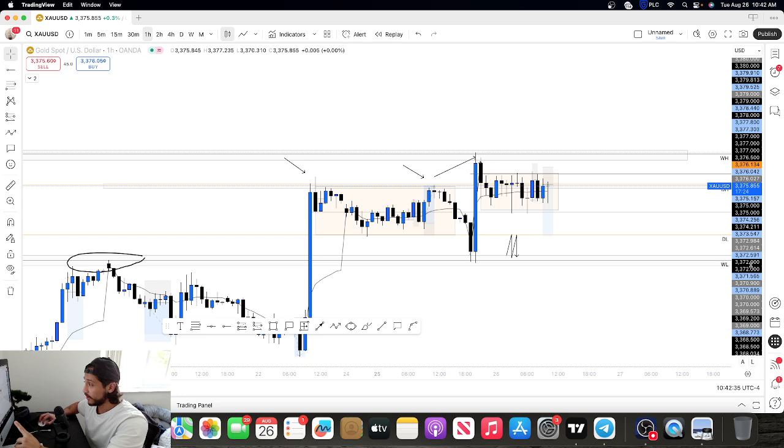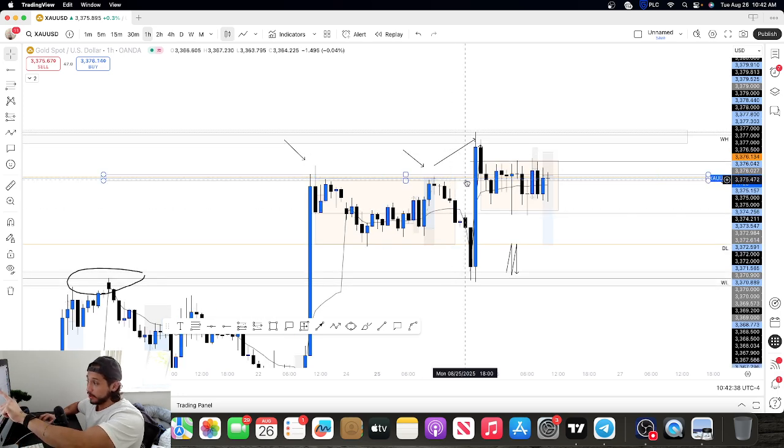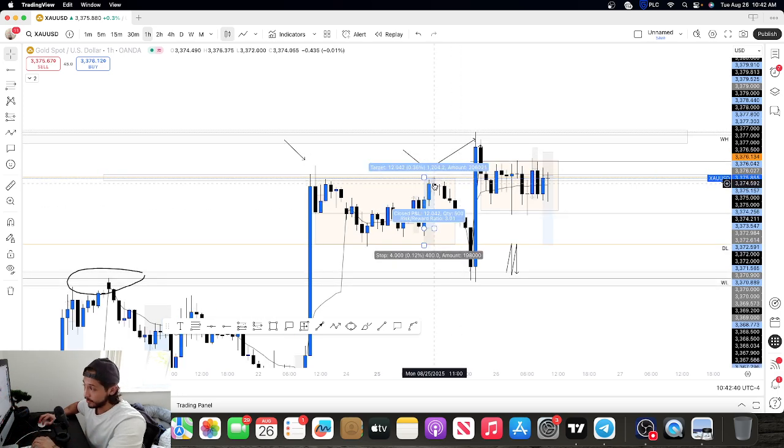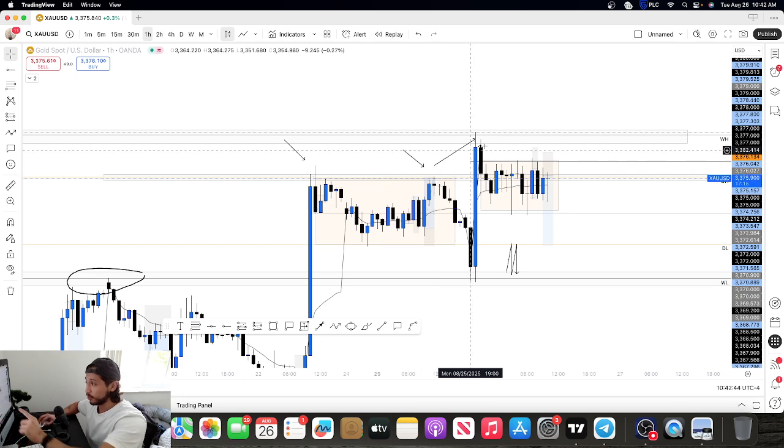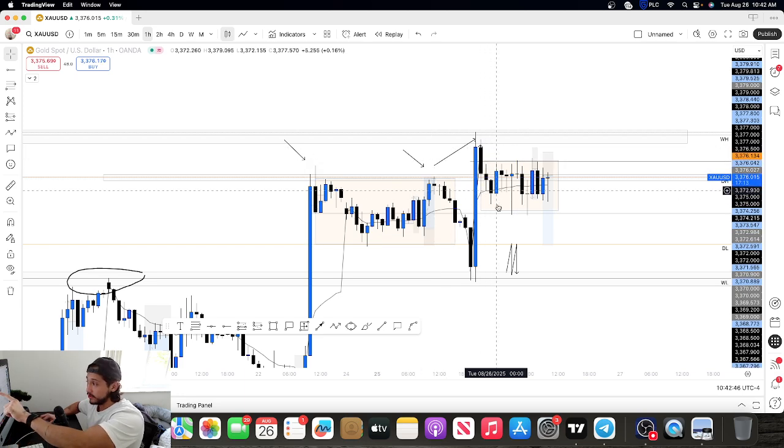The second confirmation, on top of that, we broke and took out previous day's highs. We have the previous day's highs over here, which is the 3375. What did price action do afterwards? We start trading back underneath these exact zones.